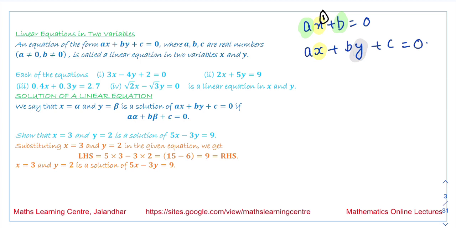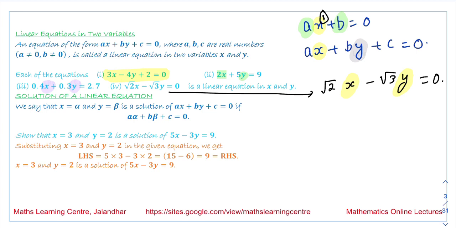Some examples of the linear equation in two variables are given. First is 3x plus 4y plus 2 is equal to 0. In the second equation again x and y are the two variables. Third equation, this x and y are the two variables. Now if we look at this equation over here, it is root 2x minus root 3y is equal to 0.